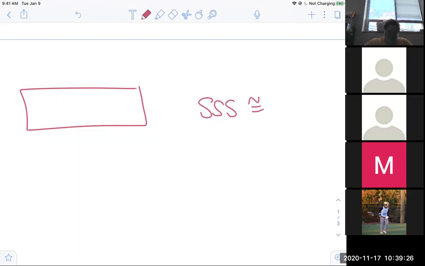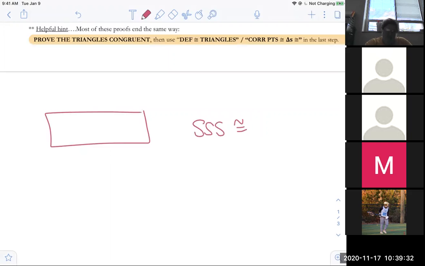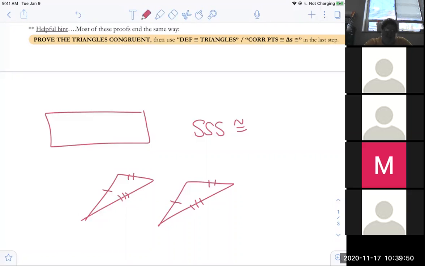Sean, tell me what the step over here would be if the reason was side, side, side. So if you're looking at this, and then you made a statement and said the reason was side, side, side, what would the statement be? What kind of statement is justified by side, side, side? It is congruent. Say it again. It's congruent. What is the it? The triangles. Triangles, yes. So that's a fundamental thing you need to understand.